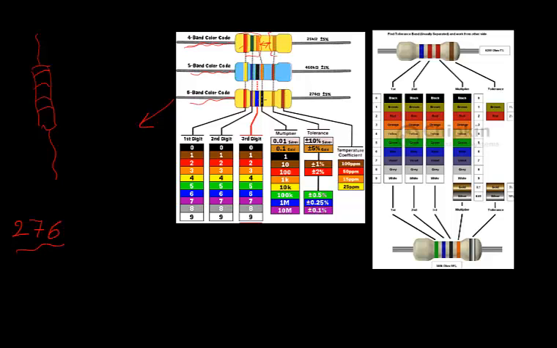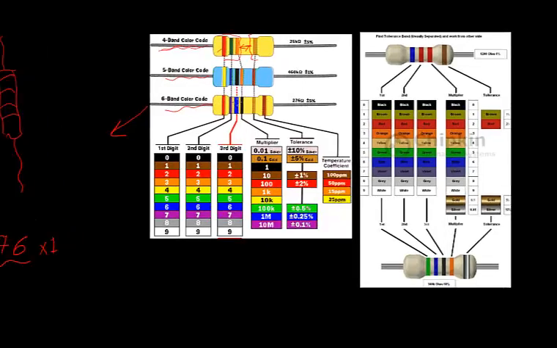While the last color band in the group is always a multiplier. In this case it's black, that means it's 1. So it's 276 times 1. That's the value of the resistance in ohms. So always remember, this is the first digit, this is the second digit, this is the third digit, and this is the multiplier.